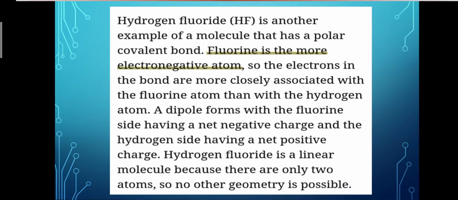Hydrogen fluoride is another example of a molecule that has a polar covalent bond. Fluorine is the more electronegative atom. So the electrons in the bond are more closely associated with the fluorine atom than with the hydrogen atom. A dipole forms with the fluorine side having a net negative charge and the hydrogen side having a net positive charge. Hydrogen fluoride is a linear molecule because there are only two atoms, so no other geometry is possible.